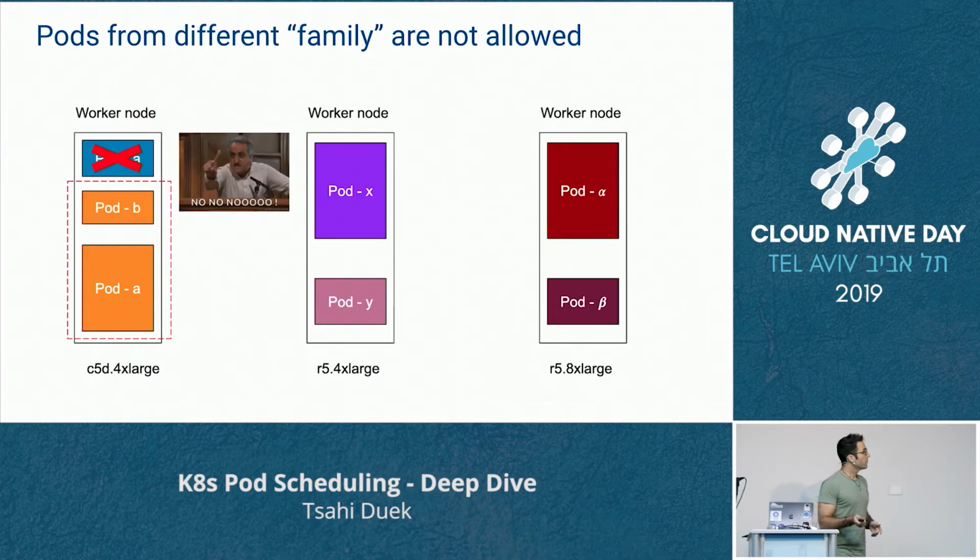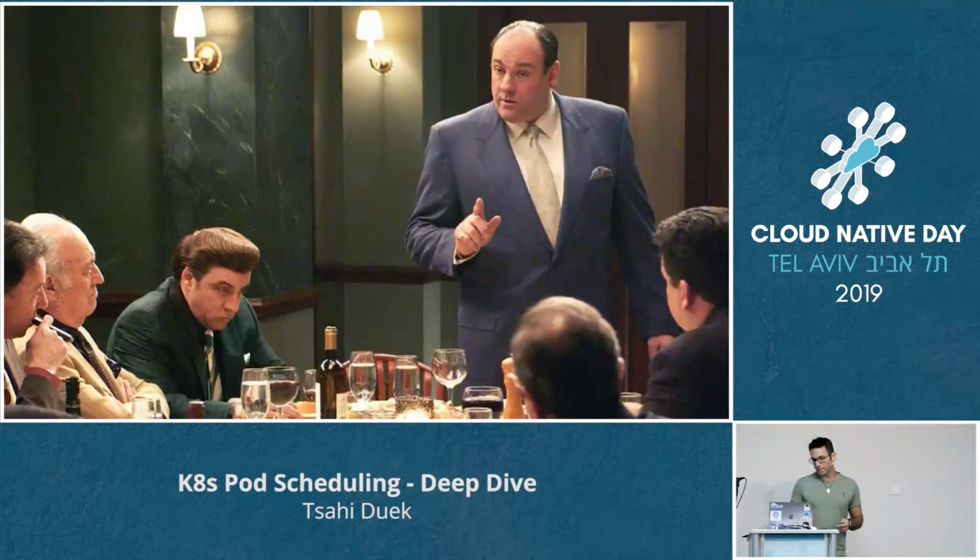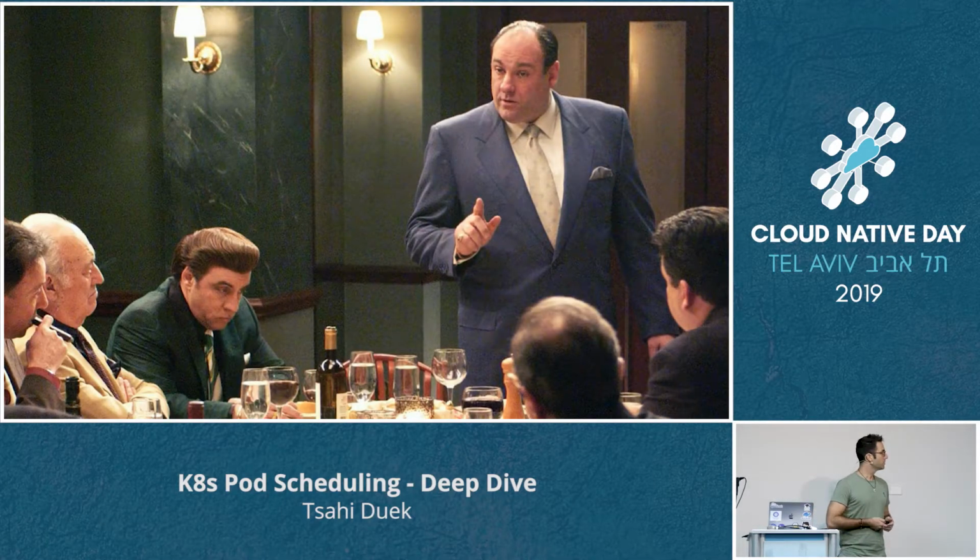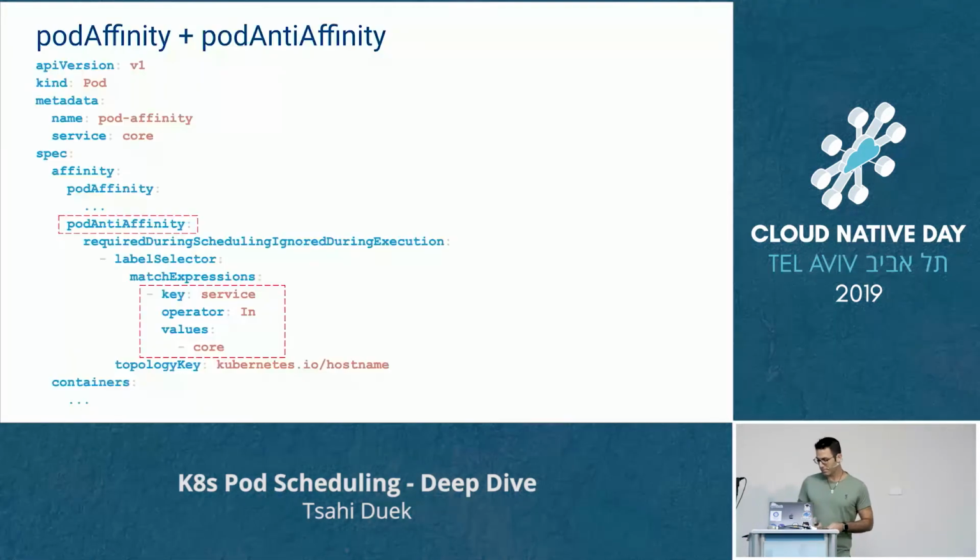The next example: okay, we have this pod A and pod B, but we don't want other pods to be on that instance. For example, we have an ephemeral instance store in the C5D, and these two pods use that, but I don't want other pods to utilize this expensive instance store. It's like a family meeting that you didn't get invited to. Bad things can happen if you break into one of these meetings.